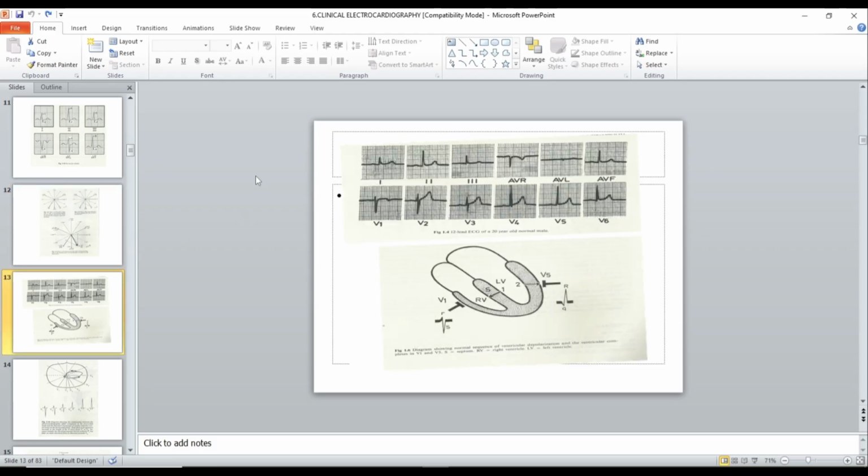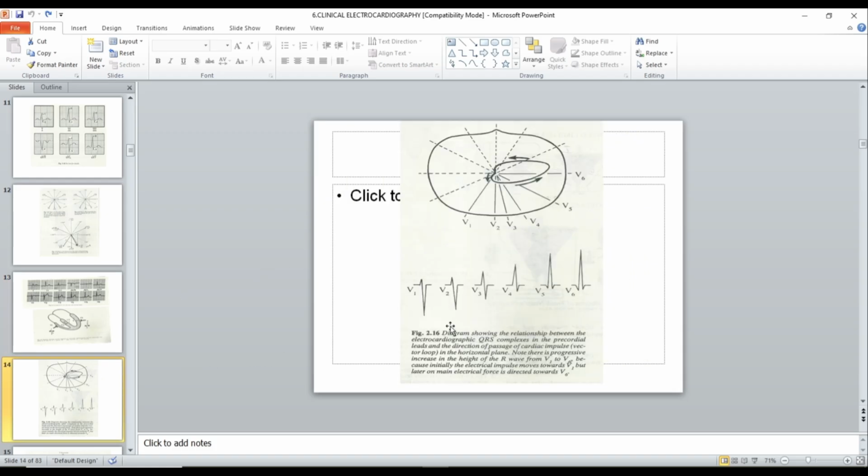Normal electrocardiogram regarding the limb leads and the chest leads. These upper ones are the limb leads and these are the chest leads. In limb leads, the maximum deflection is upwards, except in AVR, where it is downwards. In chest leads, the R wave goes on increasing from V1 to V6, while the S wave regresses from V1 to V6. Again, the chest leads show the R wave progressively increasing and the S wave regressing from V1 to V6.